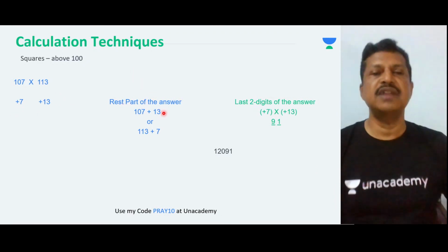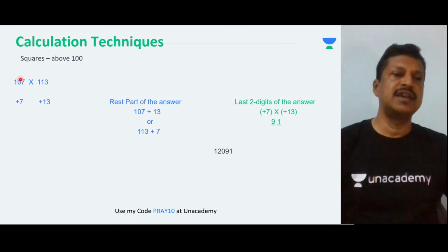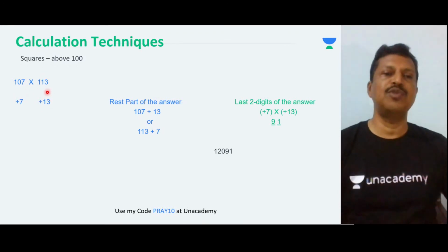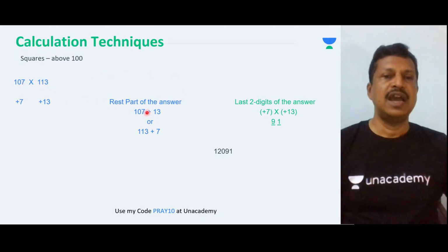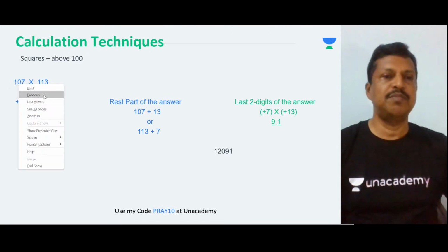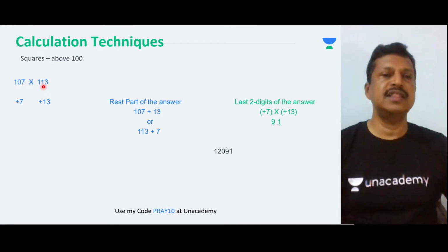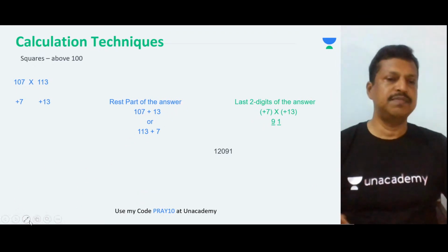And what is the rest part of the answer? The rest part of the answer is 107 plus the other deviation, or 113 plus the other deviation. In both cases, your answer will be the same. Have a look at this. 107 plus 13 is 120, or 113 plus 7 is also 120.